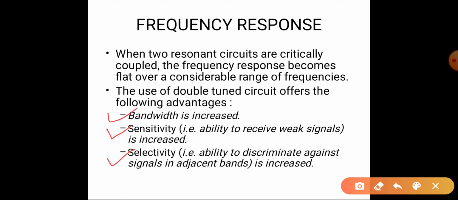Discriminate means what? They will not amplify the other band signals. They will only amplify the selected band signals. So selectivity is increased, sensitivity is increased, and bandwidth is also increased. So these are the advantages of double tuned circuits used for tuned amplifiers.